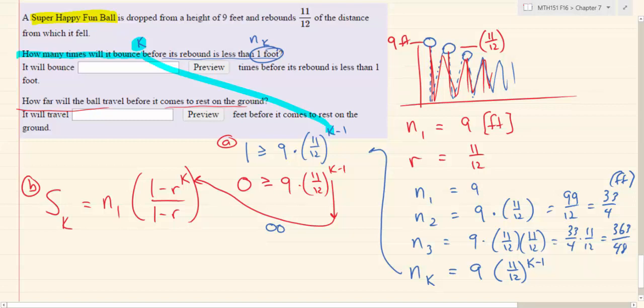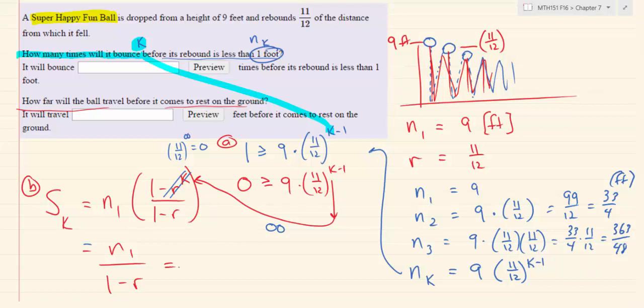And if that turns out to be infinity, then like we talked about in class, this whole thing goes away, because remember r is 11/12, and 11/12 to the infinity power is pretty close to 0. So this should shake out to be n sub 1 divided by 1 minus r. And that's how far the total distance this thing will travel should be. So hopefully this will help you solve the Super Happy Funball problem. Let me know if you have additional questions.